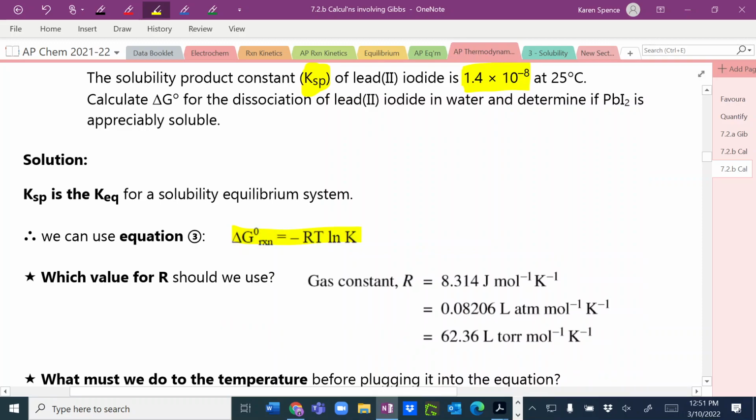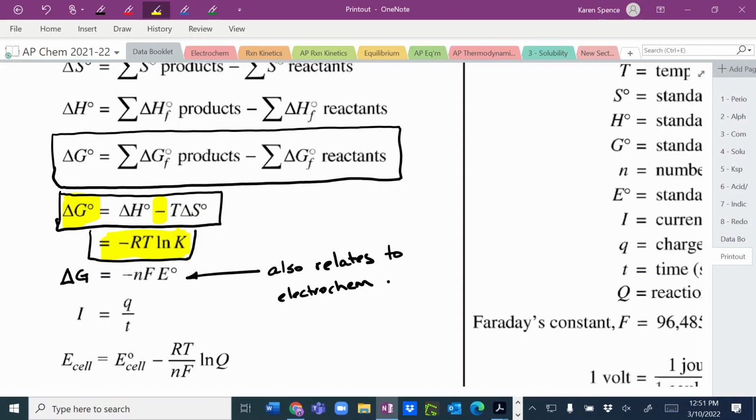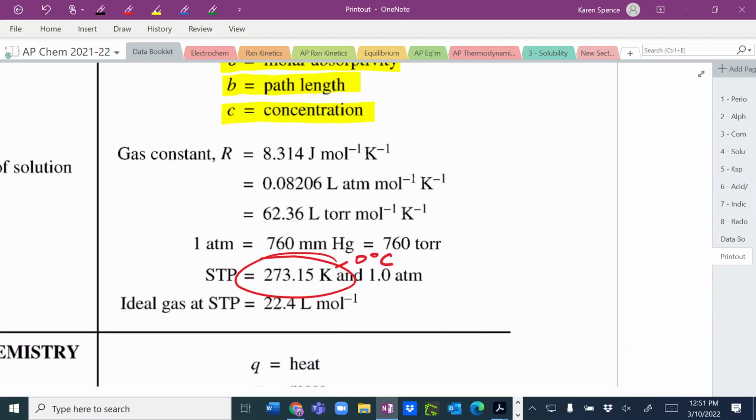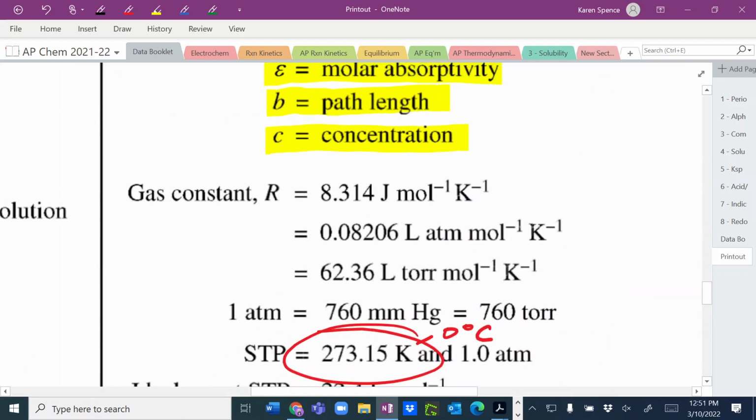Which R value, because you are given 3 different R values on the data sheet, right? If we go back to our data sheet and we go up to our gases and we look at our R's, there are 3 different R's. Which one will you use when you are working with Gibbs free energy? The one with the joules. Yes, because you're dealing with energy, you want to use the one with joules. So the very first one, okay?